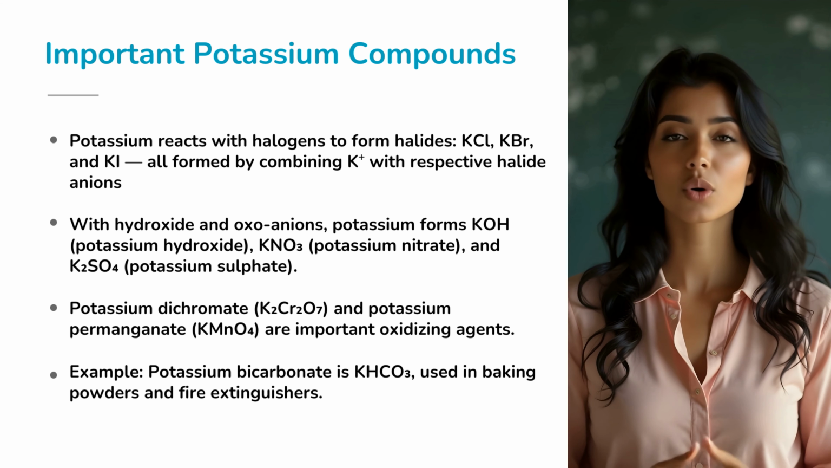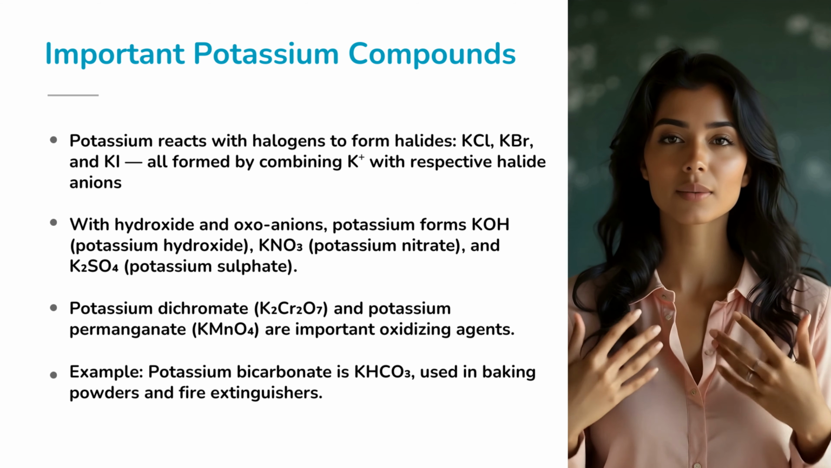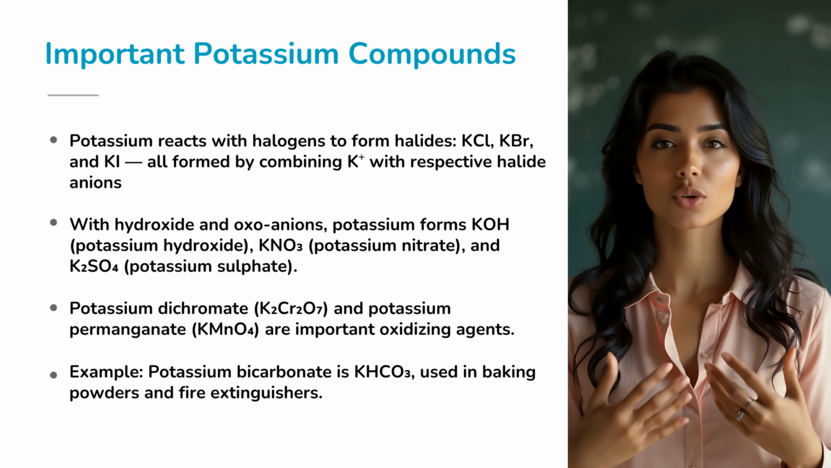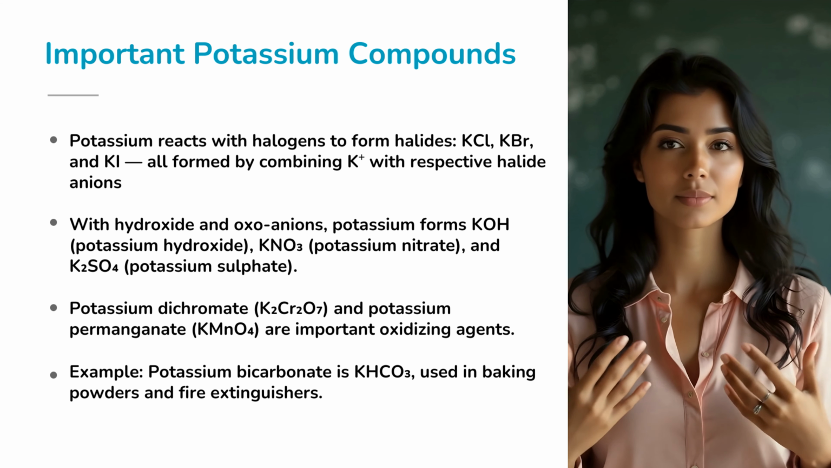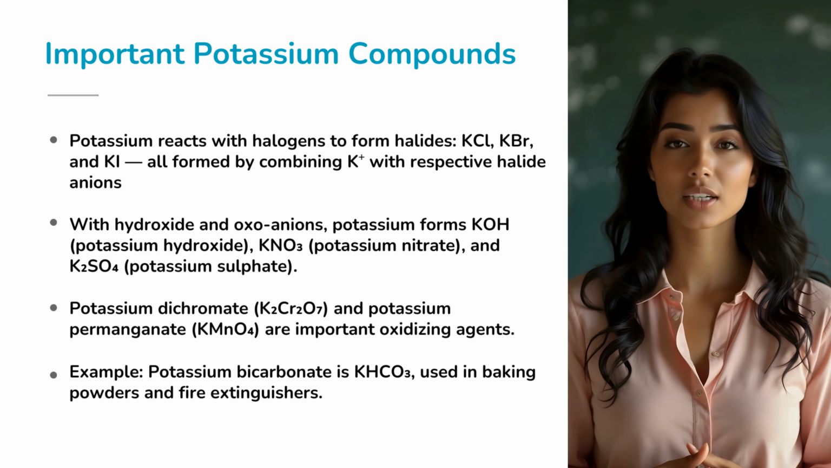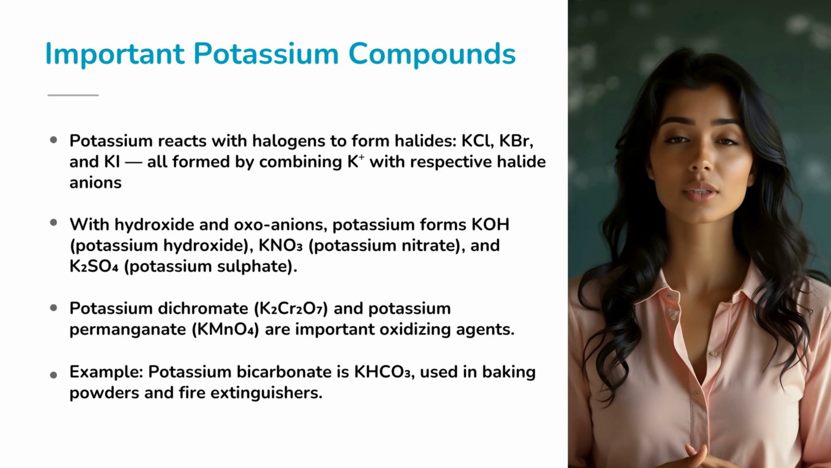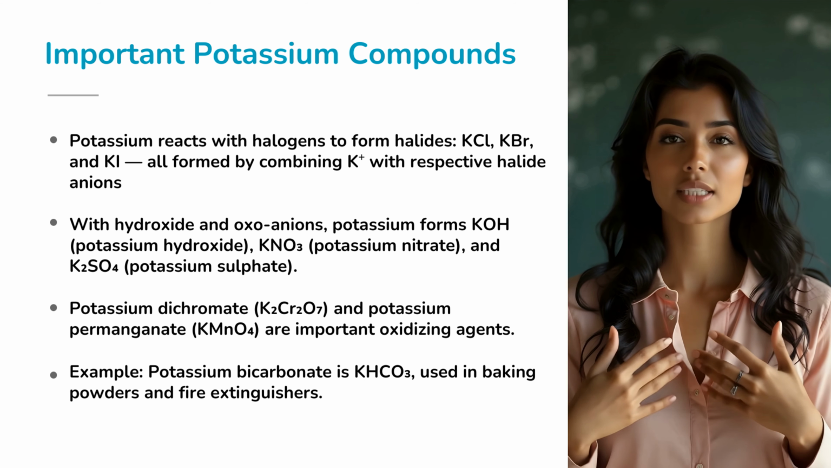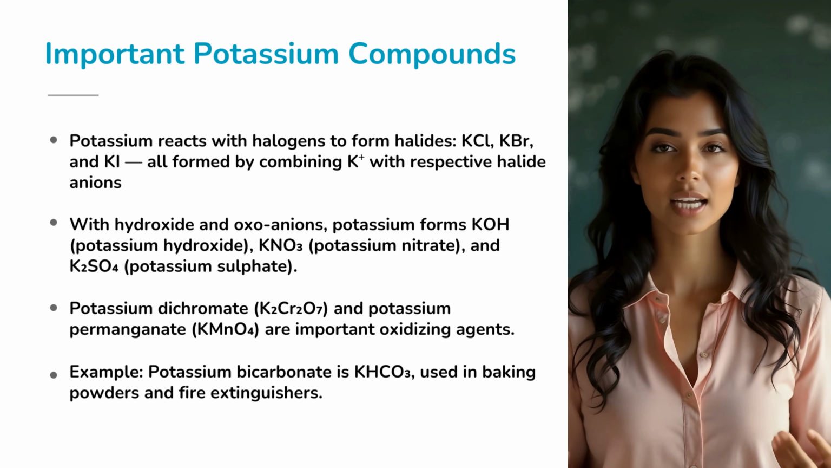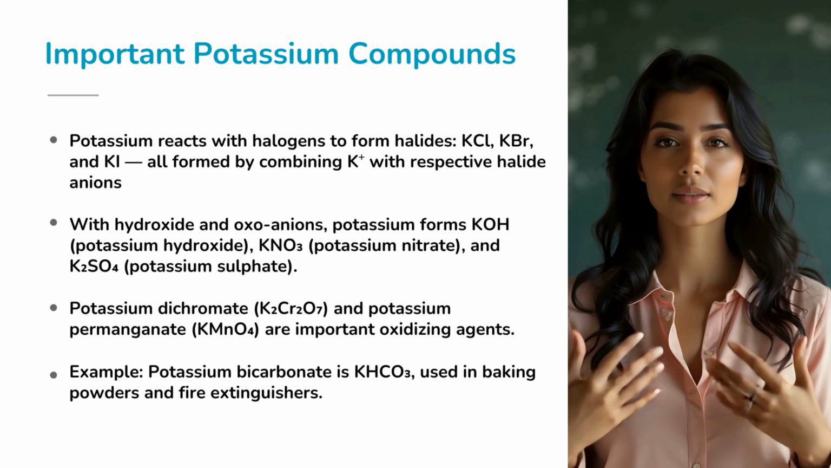Here's a slightly more complex one. Potassium carbonate is written as K2CO3 because carbonate is CO3 2- and potassium is K+, so two potassium ions are needed. Another example, potassium dichromate is written as K2Cr2O7, that's two K+ ions balancing one dichromate ion. Each of these compounds has its own use, from fertilizers to fireworks to industrial oxidizing agents. Keep these formulas in your memory toolbox.